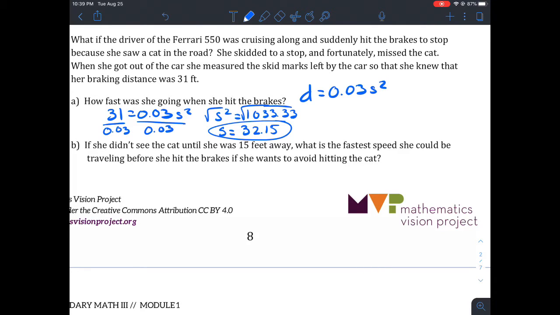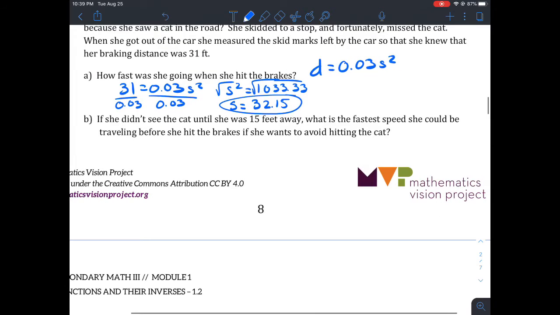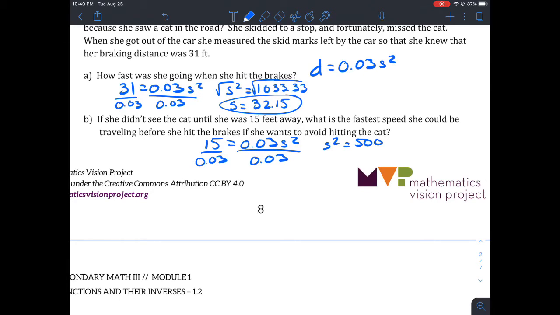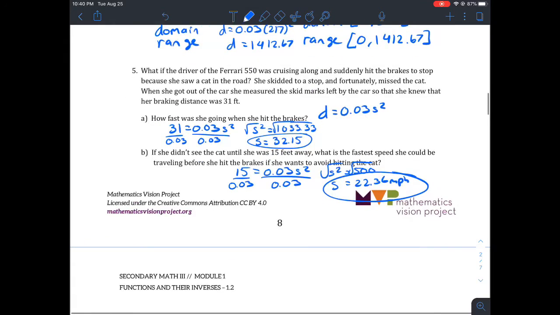Next, it says, if she didn't see the cat until she was 15 feet away, what is the fastest speed she could be traveling before she hit the brakes if she wants to avoid hitting the cat? So let's go ahead. We're going to plug in our distance, which is 15 feet. Divide by 0.03. And we get s squared equals 500. Take our square root, and you get 22.36 miles per hour.